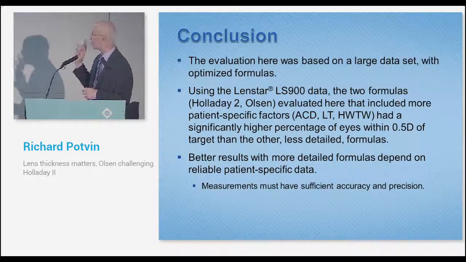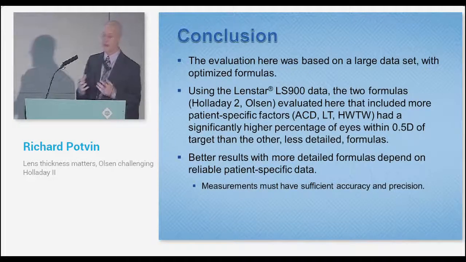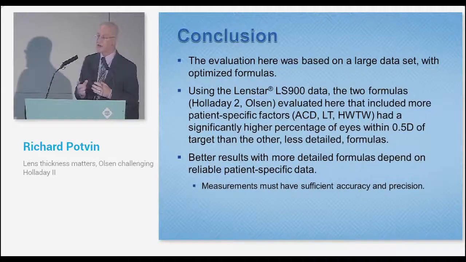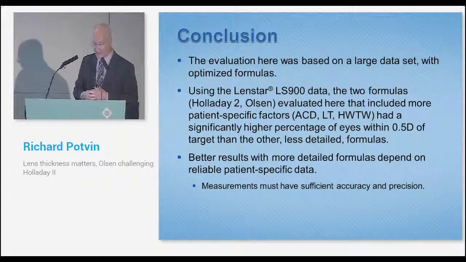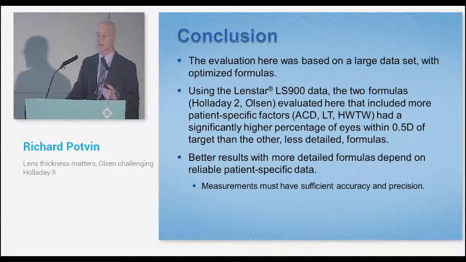The two formulas here, Holladay 2 and Olsen, that contained more patient-specific factors like the anterior chamber depth and the lens thickness, had a significantly higher percentage of patients within a half a diopter of target than the other less detailed formulas when the formulas are optimized with the available data. So better results with more detailed formulas depend on, again, reliable patient-specific data. So I want to use patient data. I need it to be reliable. Measurements have to have that accuracy and precision, but then I can move an even higher percentage of patients into that plus or minus half diopter range. Thank you.